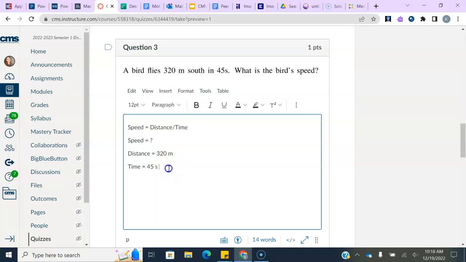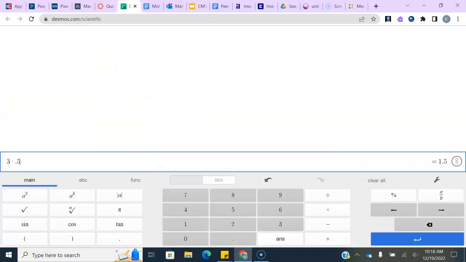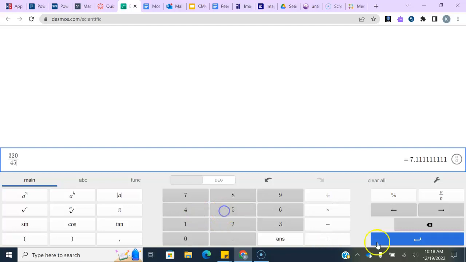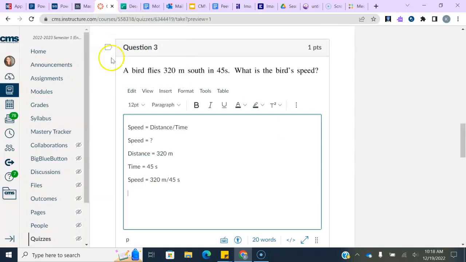Okay, so we just have to plug our variables in to calculate. Our speed is going to be equal to our distance, which is 320 meters, over time, which is 45 seconds. And we're going to type that in. 320 divided by 45 is equal to 7.111, so we'll just round that to 7.1. So our speed is equal to 7.1 meters per second.